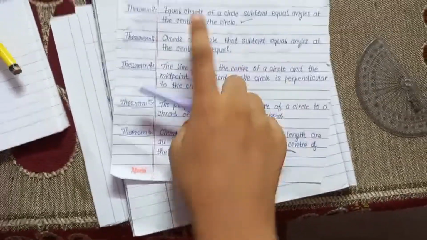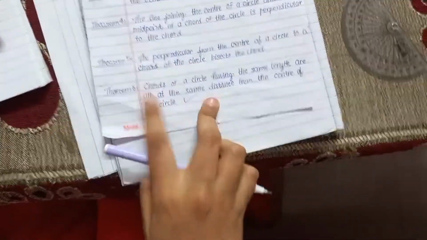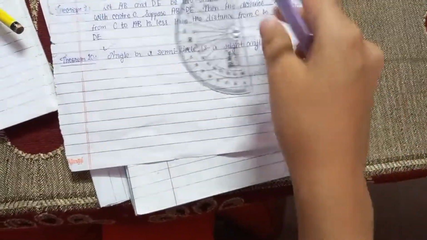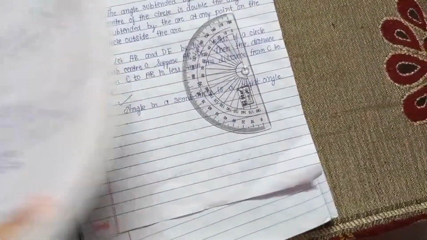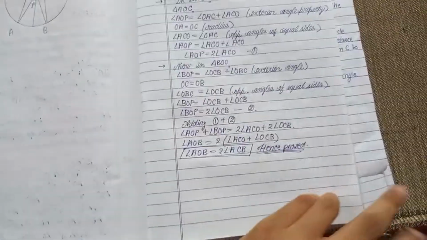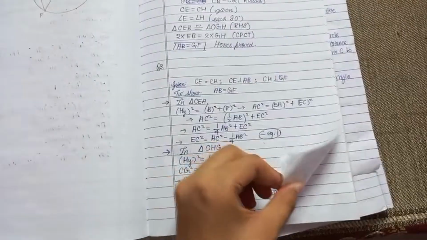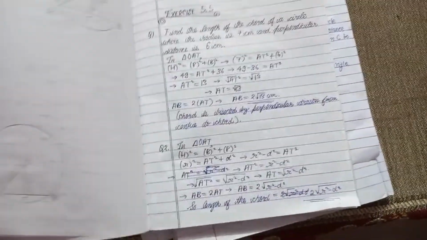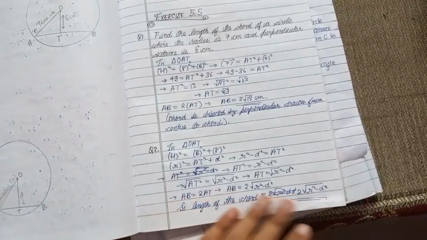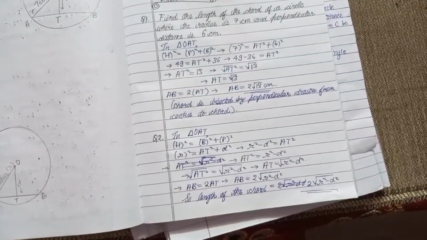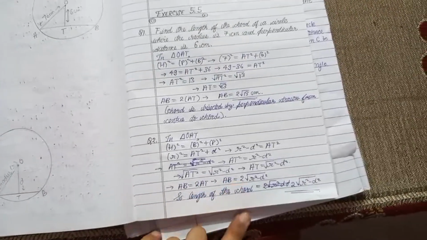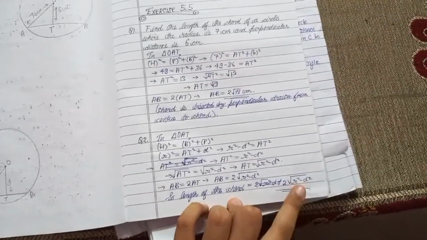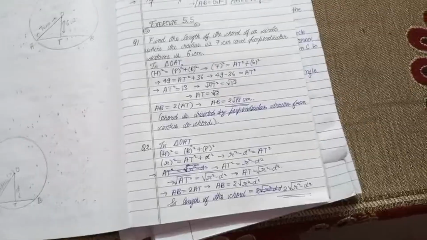There are other theorems. Theorems 2 and 3 mean the same, 4 and 5 also mean the same. Theorem 6 I have discussed. And there is one more property. It's not a theorem, it's just like a question. The question is: if the perpendicular distance of a chord from the center is d and the radius is r, then the chord length is this much. We will also be touching on this question in the next video.